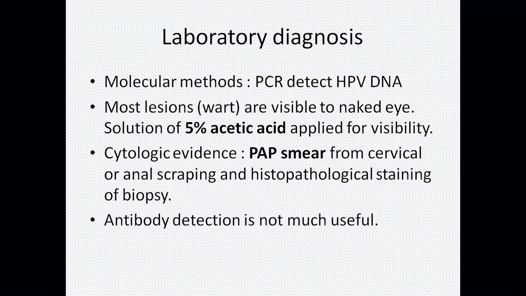Then cytological evidence is very important. For cytological evidence, we do the pap smear. Pap smear is performed from cervical or anal scrapings. So we have seen it for screening. Therefore, in middle-aged females, we advise them to do the pap smear at frequent intervals, to catch HPV infection and cervical cancer due to human papillomavirus earlier. So pap smear is also a good screening tool for HPV infections in females.